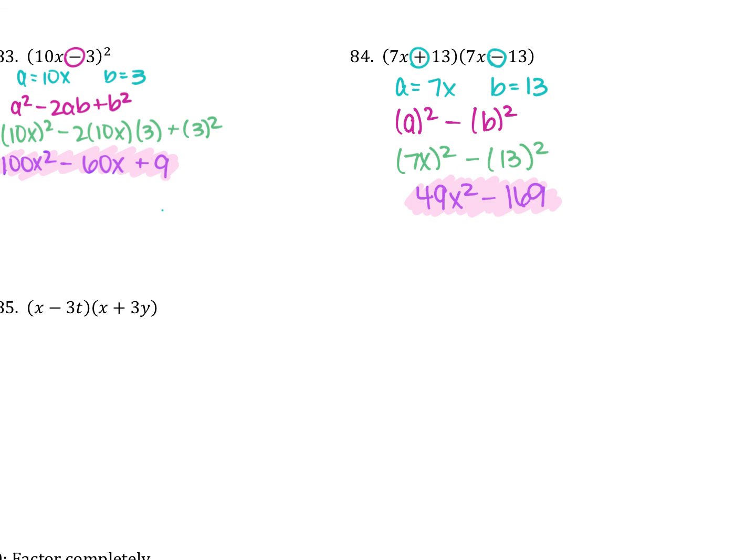For number 85, you have x minus 3t times x plus 3t. This should be 3t, not 3y. So let's change this to be 3t.